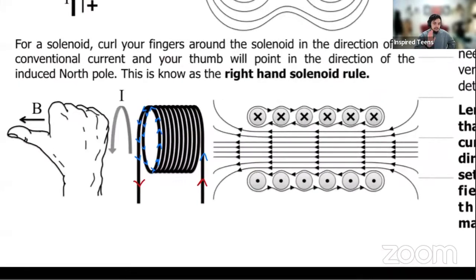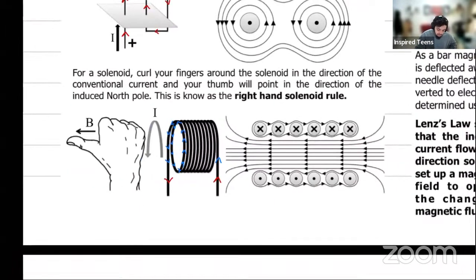So in this case, you point away from you, you curl over, it's moving over, you curl your fingers like that, and then your thumb would point in the right direction, which means the north pole is here, the south pole is there.